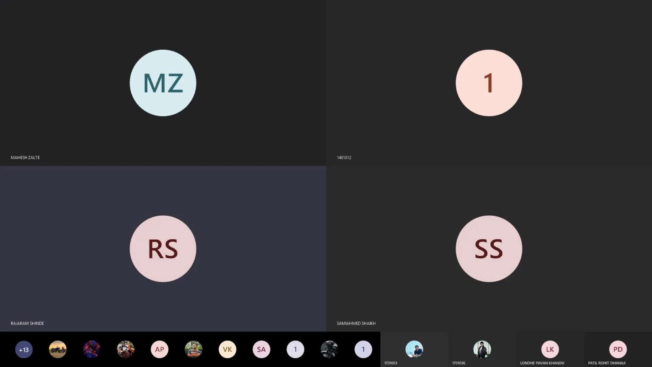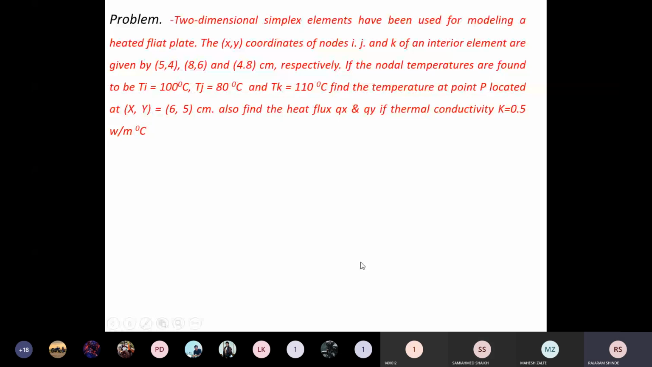I have asked you to calculate the shape functions for this element. Have you done it? Now this is the element.